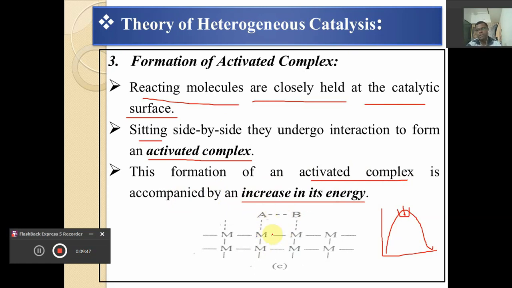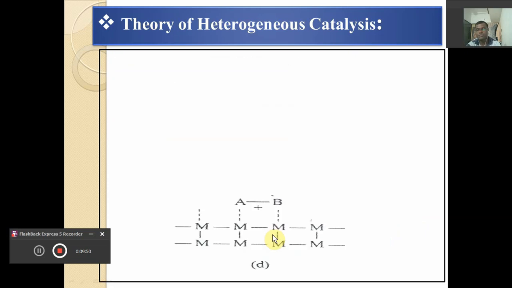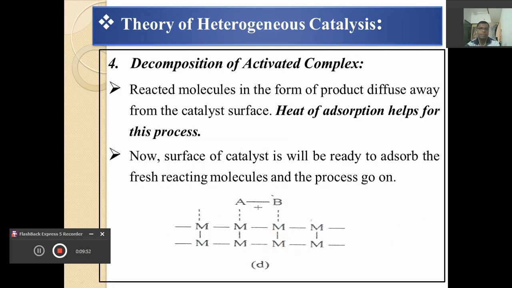So this complex is called the activated complex, which has the highest energy compared to the reactant and the product. Once this activated complex formation takes place, it leads to decomposition because of its highest energy, giving the product, and these molecules in the form of product diffuse away from the surface of the catalyst. The heat of adsorption helps this process, because the heat of adsorption is nothing but the exothermic process.